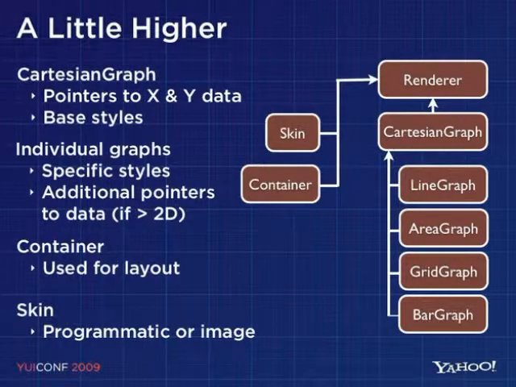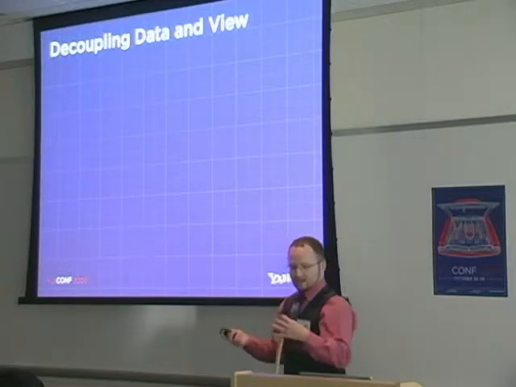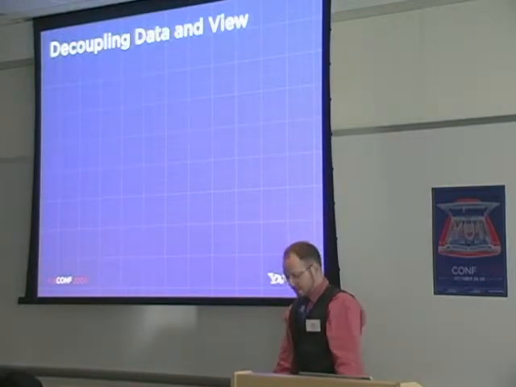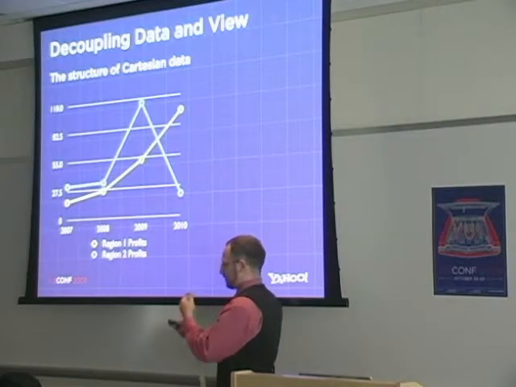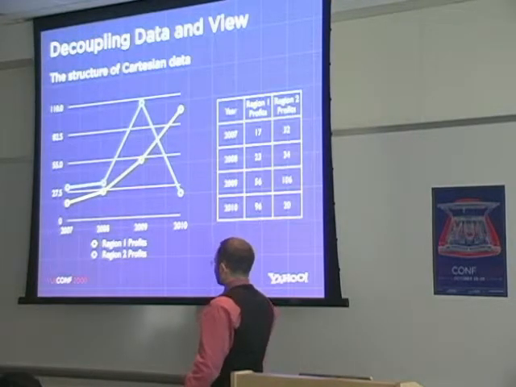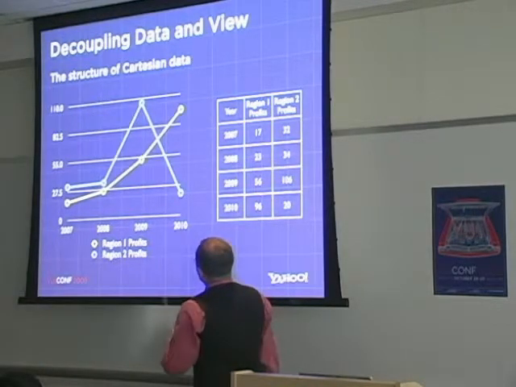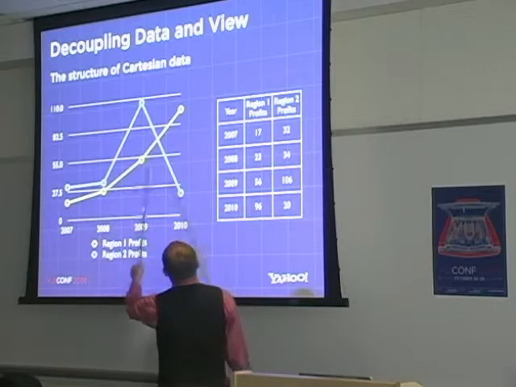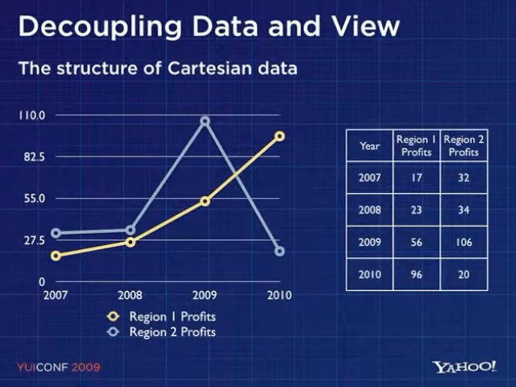So now we get to that point where, well, how do we deal with the data and the view? How do the data and the view relate to each other? Well, let's look at the structure of Cartesian data specifically. For Cartesian charts, this is a very interesting question. So here's your typical Cartesian graph with two graphs. One plotting this particular key set in the table, the other plotting the second one. Really simple one.